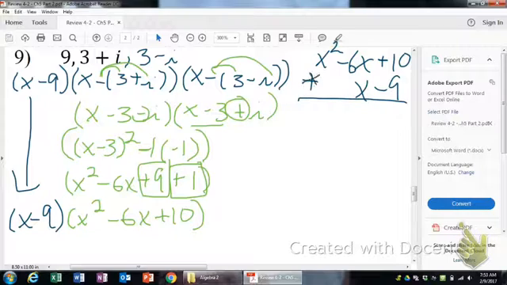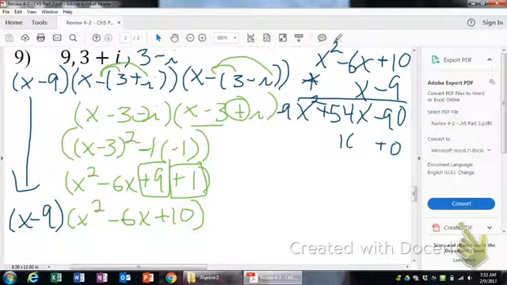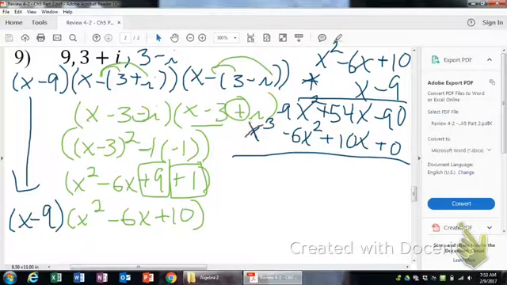Polynomial multiplication: negative 9 times 10 is negative 90. Negative 9 times negative 6x is positive 54x. Negative 9 times x squared is negative 9x squared. Then I'm going to put my placeholder. x times 10 is 10x. x times negative 6x is negative 6x squared. Then x times x squared is x cubed. Sorry, this is kind of running into each other, but I'm going to add straight down and get x cubed.